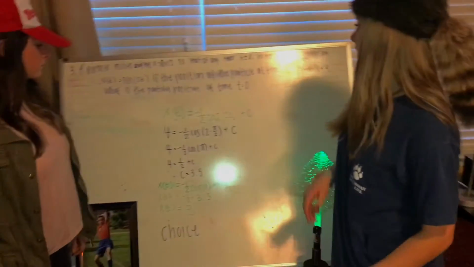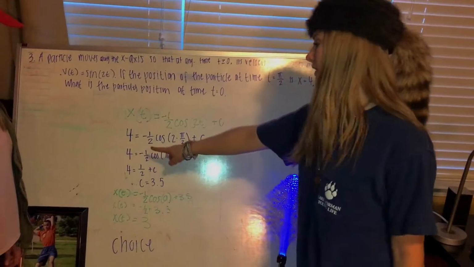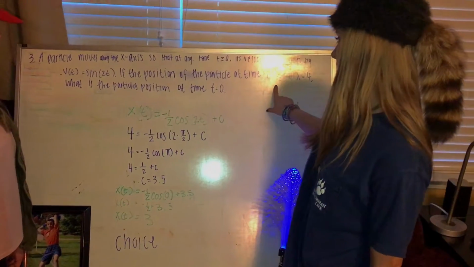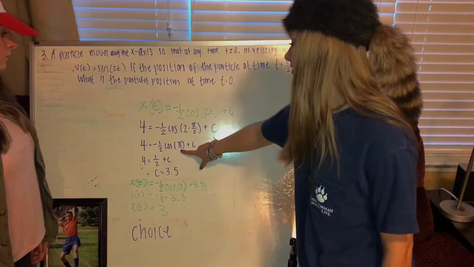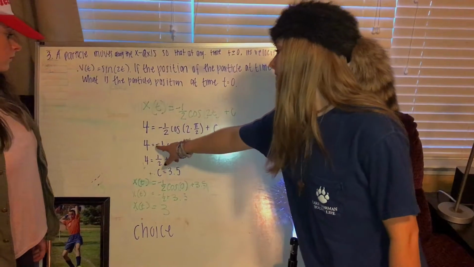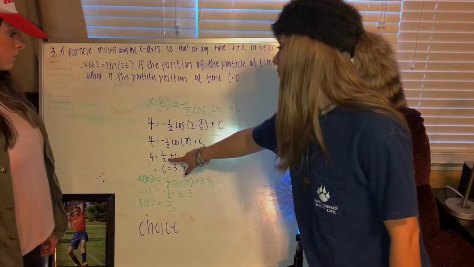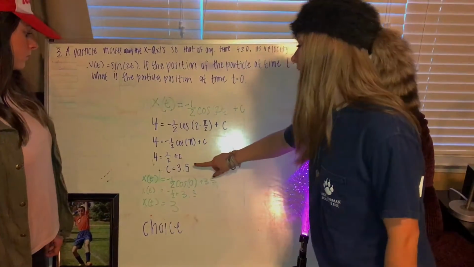And then to find your c value, you have to plug in x equals 4 right there, and you have to plug in your t value, which is pi over 2. Your 2's will cancel out, and you have to find that cosine of pi is negative 1, which will cancel out with that negative, and you'll get 1/2 equals 4, so then you subtract the 1/2 and you get c equals 3.5.